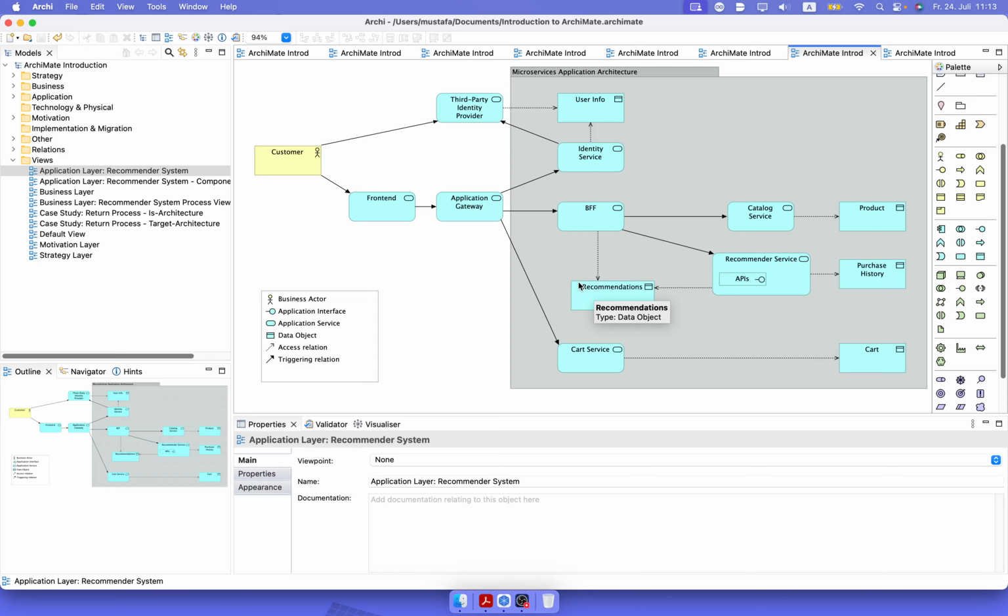So this is the status quo we have. We ended up with the application layer showing our microservices with an application gateway, front end and customer, even third-party interaction.